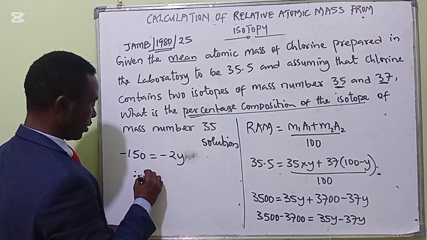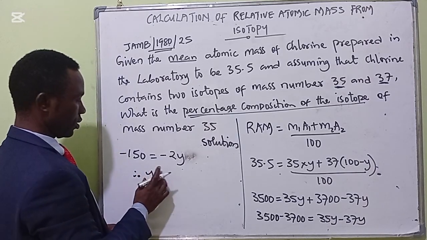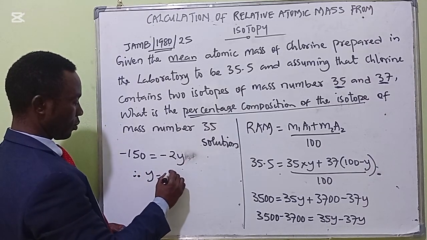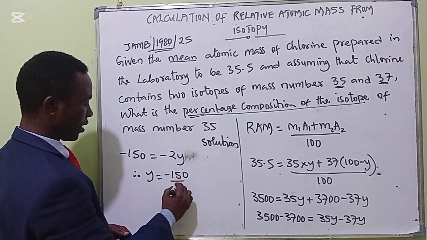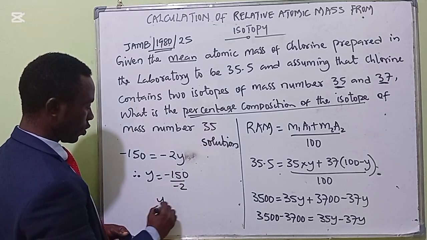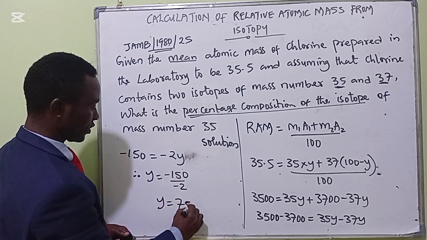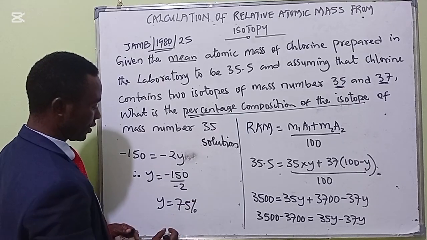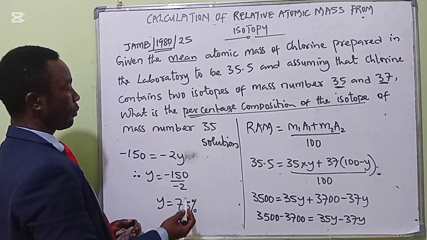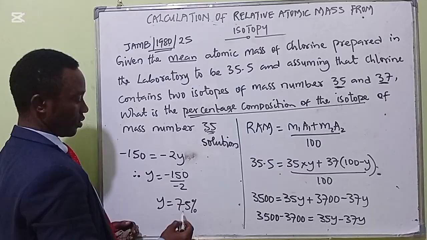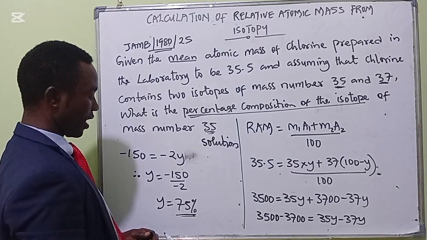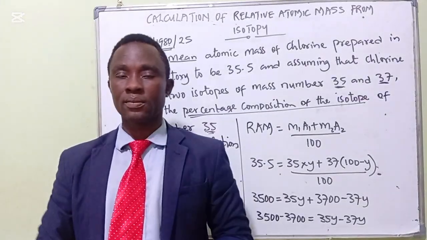Therefore, it simply means that, making y the subject, y is equal to minus 150 over minus 2. So y will be equal to 75%. That is to say that the isotope with the mass number 35 has an abundance of 75%.